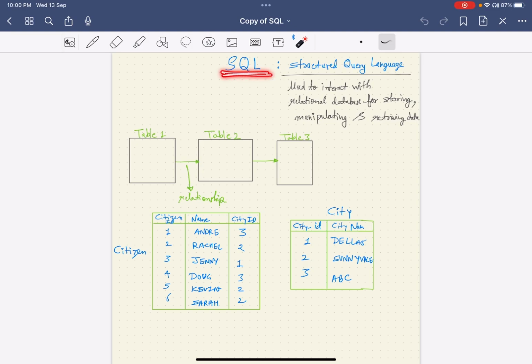SQL stands for Structured Query Language. It's used to interact with relational databases for storing, manipulating, and retrieving datasets. So we got it, right? And what was the use? To basically interact with relational databases.